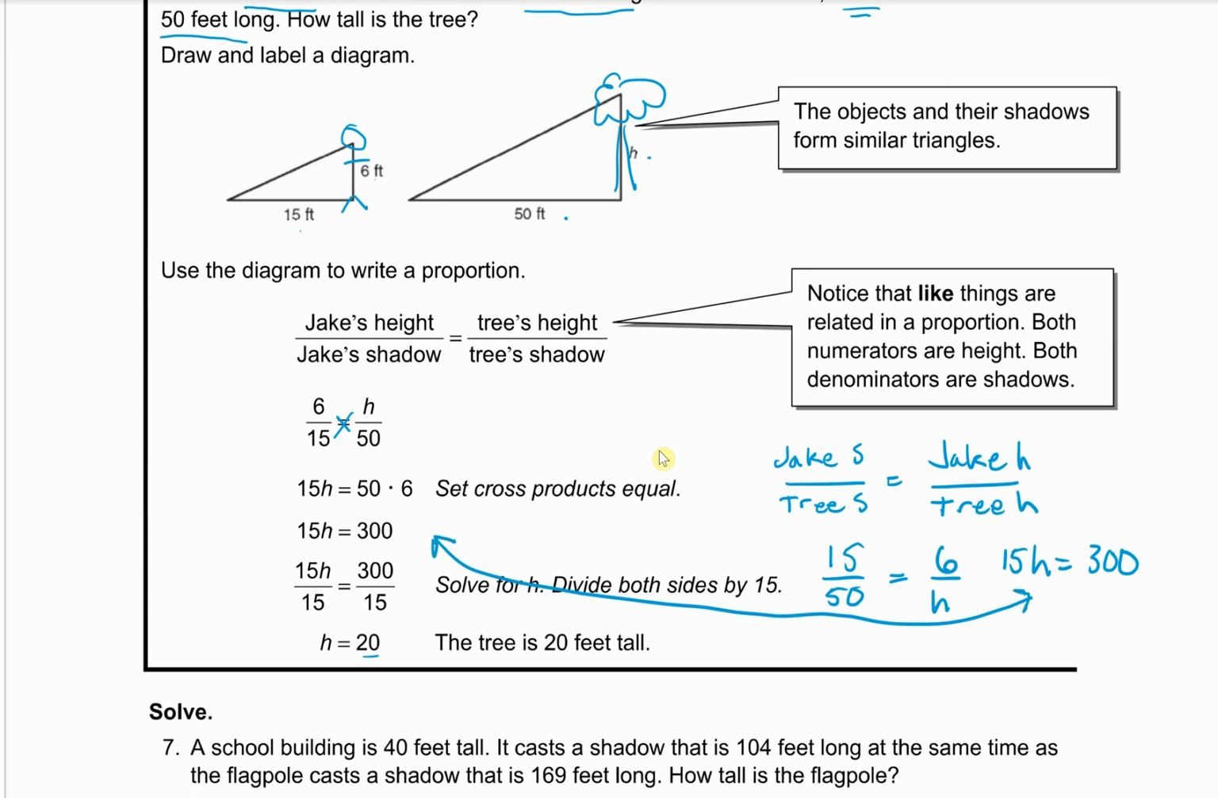The key here is you want to have the same proportion either in the same fraction, so comparing Jake to Jake, tree to tree, or you want the same measurement. So shadow, shadow, height, height. And if you notice, as we look across, Jake is my numerator, and Jake is the numerator, the tree is the denominator. Now maybe I'm making this a little more complicated than it has to be, but basically there's more than one way that you can set this proportion up and still get the correct answer.